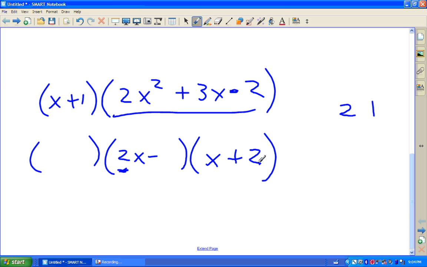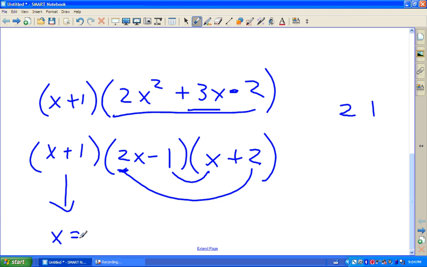And so if I put a 2 there, I'll get a plus 2x times plus 2 is a plus 4x. And a minus 1 there gives me a minus x. Okay, plus 4x minus 1x gives me the plus 3x. Look, it does factor. Factors beautifully. I already knew that this zero was going to be x equals minus 1, right? Set this equal to 0.